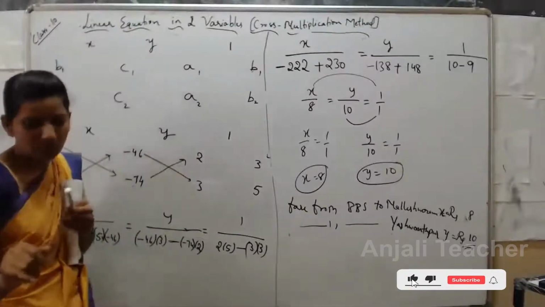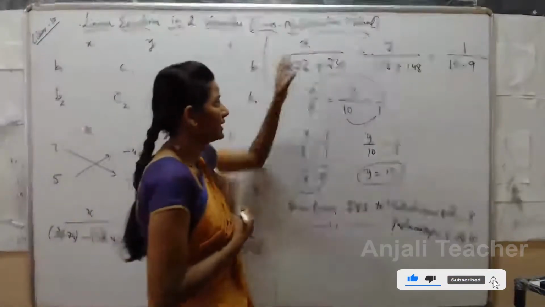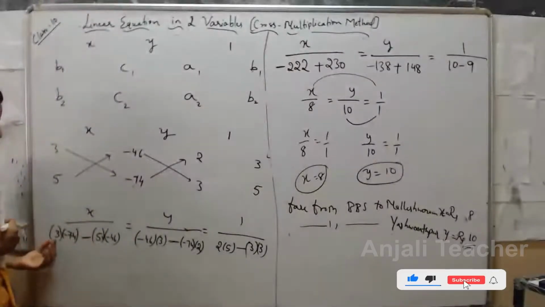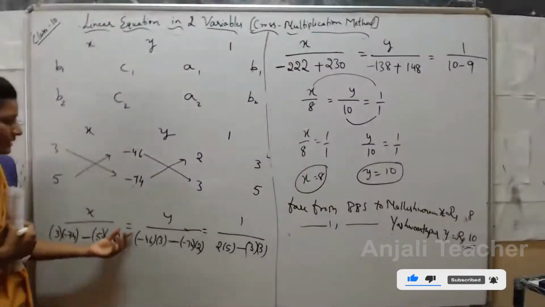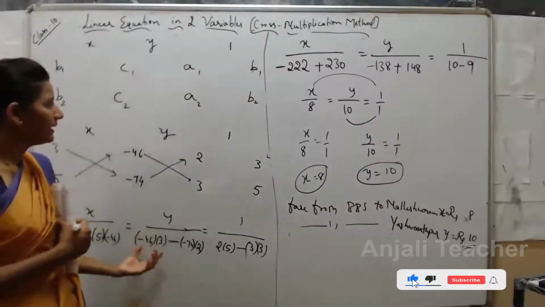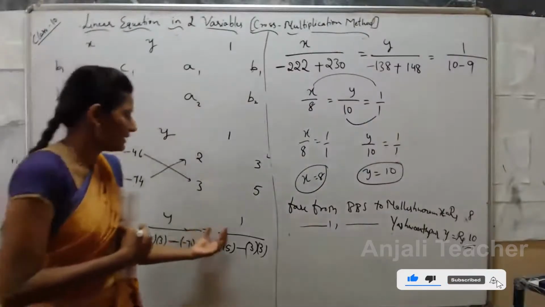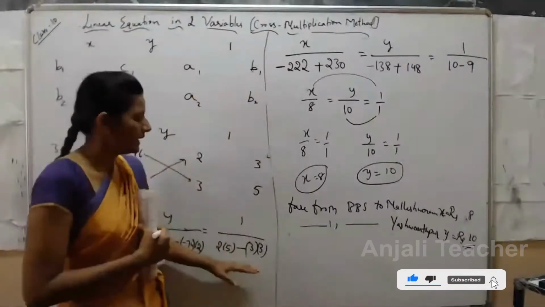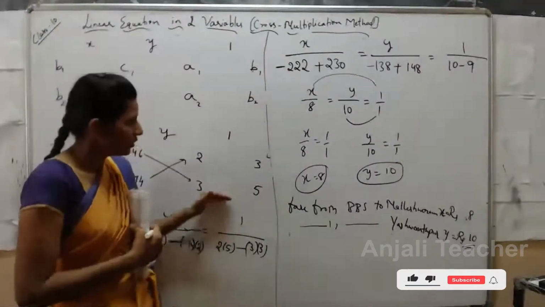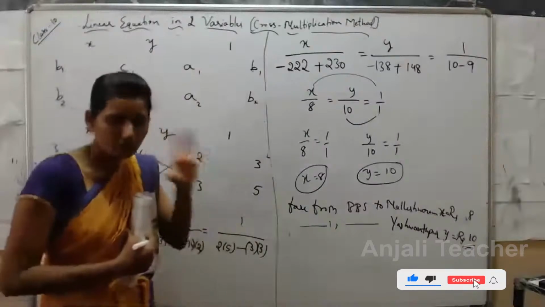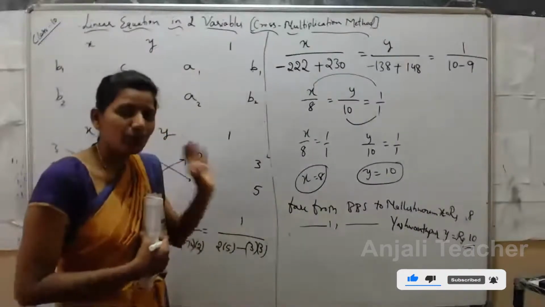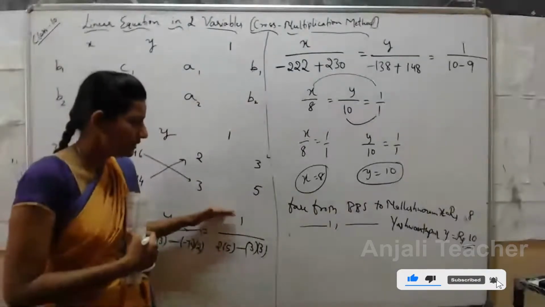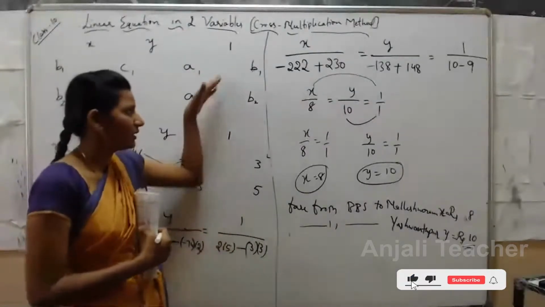This can also be done by using the formula method. Means we can put the formula directly: x by B1 C2 minus B2 C1 is equal to y by C1 A2 minus C2 A1 is equal to 1 by A1 B2 minus A2 B1. Directly you can write from this. No need to write these two. If you know the formula properly, then you can write from here. Got this? No need to write these two.